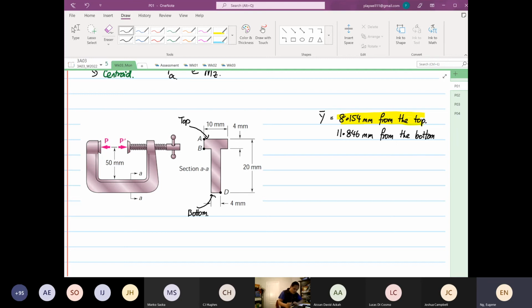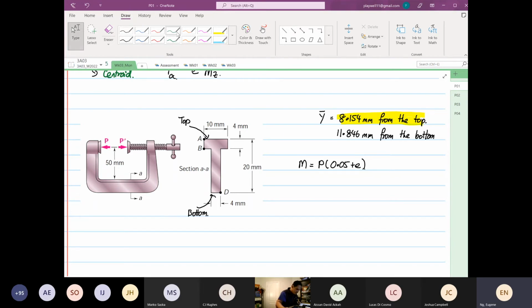Okay, why take from the top? Because when we calculate the moment, M is equal to P multiplied by 0.05 plus E. And where is E coming from? E is this distance over here that I sketched out.